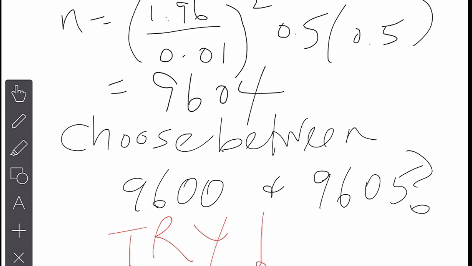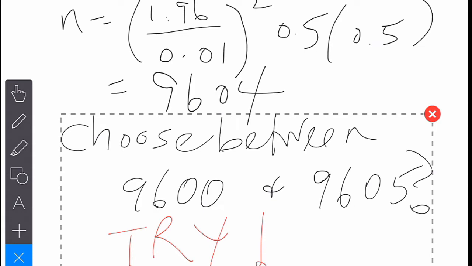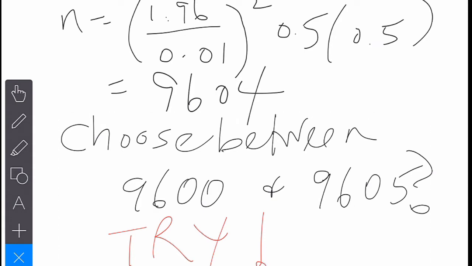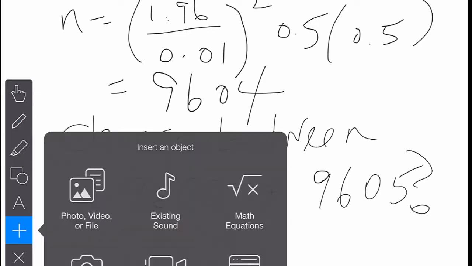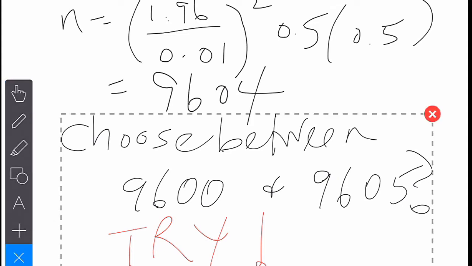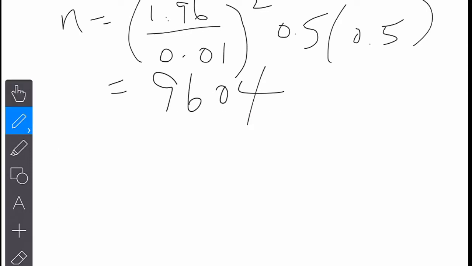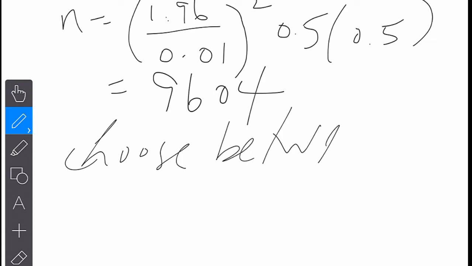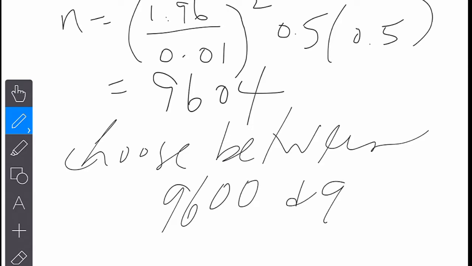Or let me say this. If you have to choose between these two, should I round down or round up? It seems like it's closer, so this is not a very good alternative. I'm going to change this to between 9600 and 9610. So let's say those are the only options you have. Which one should you pick?